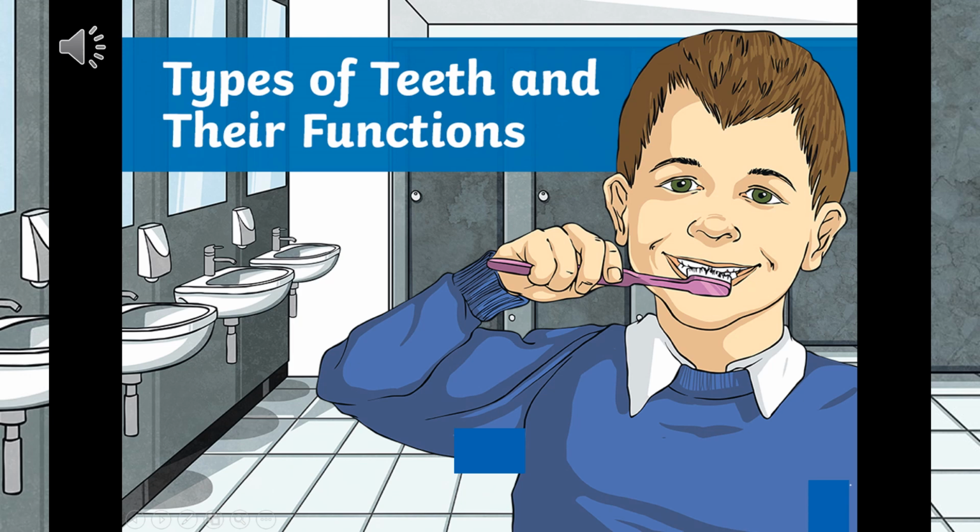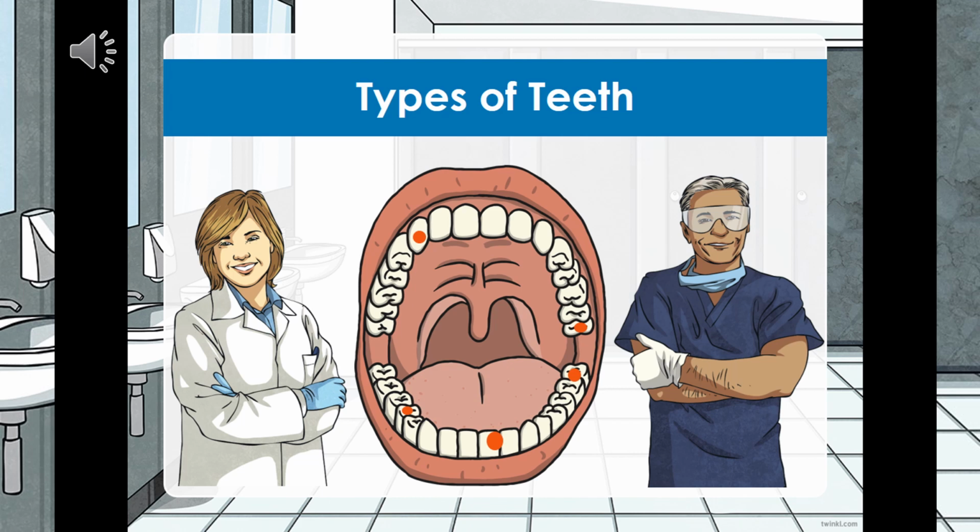In this lesson, we'll review types of teeth and we'll discuss how to take good care of our teeth. When we talk about food, we often forget the most important part of our body which encounters the food first. Yes, that's our mouth. Look at the picture of the mouth.